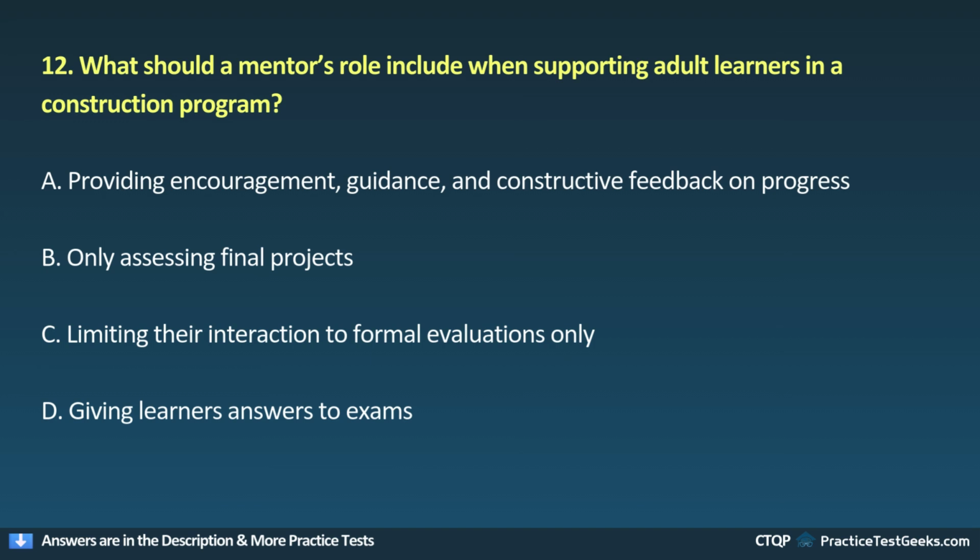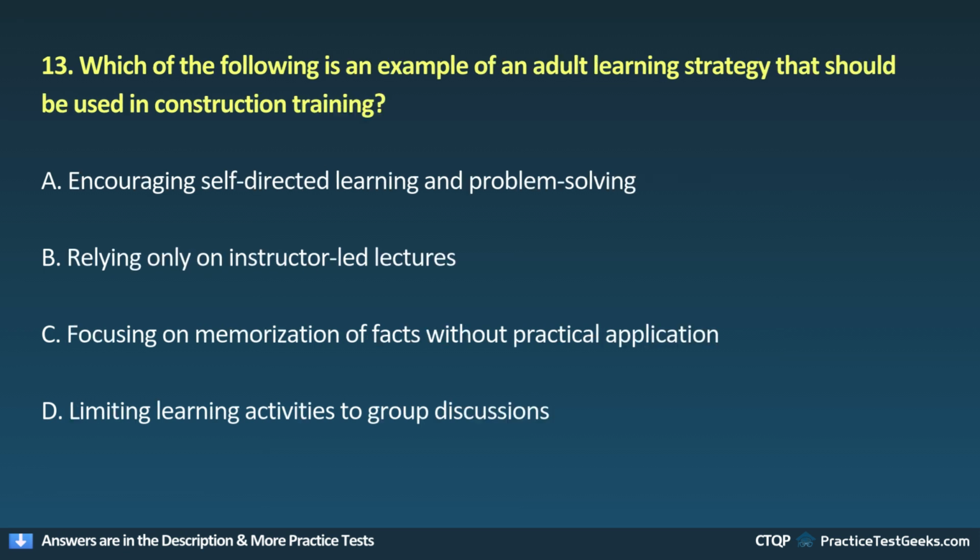12. What should a mentor's role include when supporting adult learners in a construction program? A. Providing encouragement, guidance, and constructive feedback on progress. B. Only assessing final projects. C. Limiting their interaction to formal evaluations only. D. Giving learners answers to exams.